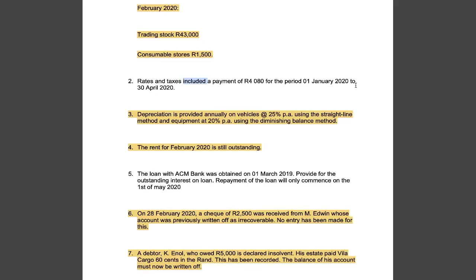So if we count, 1st of January to the end of January is 1 month. February is the 2nd month. March is the 3rd month. Until the 30th of April, April is the 4th month. So we have paid for 4 months. We know that January and February fall part of this financial period, but March and April 2020 do not form part of this financial period. So we need to take out that amount for those 2 months and put it into our current assets section of the balance sheet.